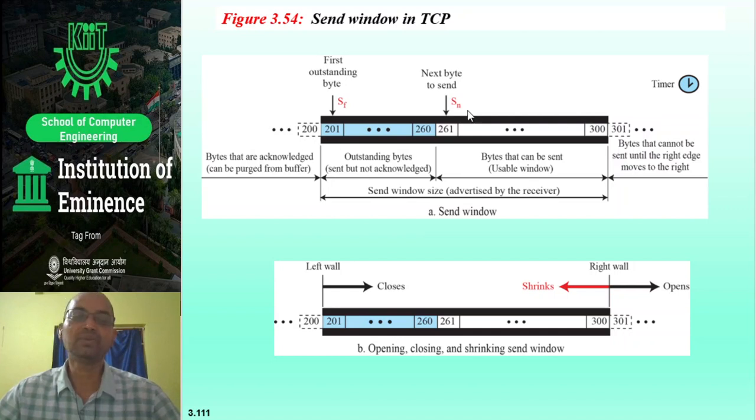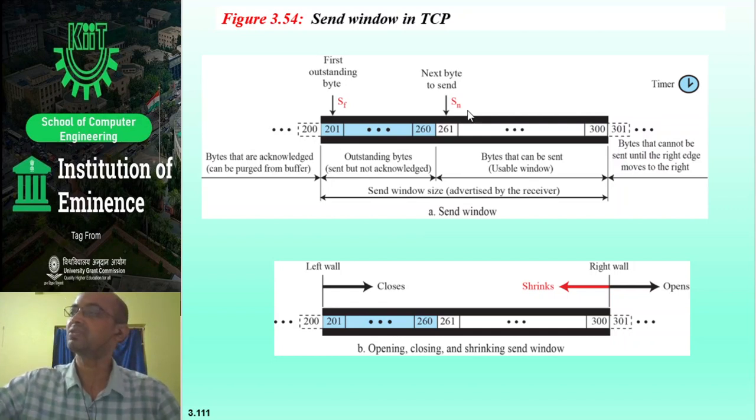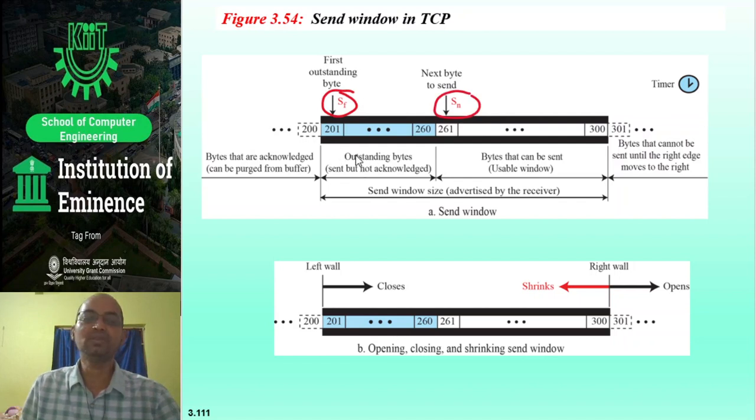SF and SN are the variables that are maintained. SF stands for the first outstanding packet, and SN stands for the next packet to be transmitted. In this example, the difference is that these are byte addresses, not packet numbers. Bytes 201 to 260 have been sent but not acknowledged, which are the outstanding bytes. Bytes from 261 up to 300 can be sent, but 301 cannot be sent because it is outside the range of the window.